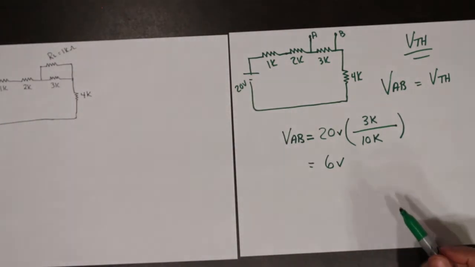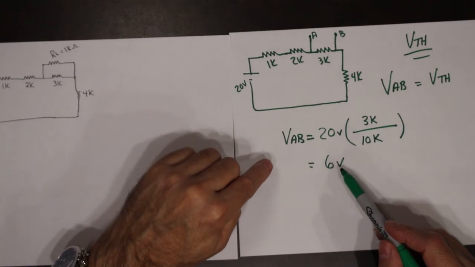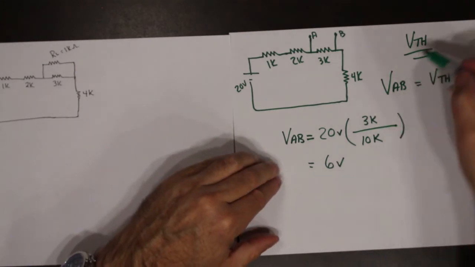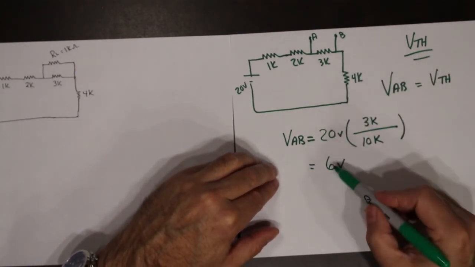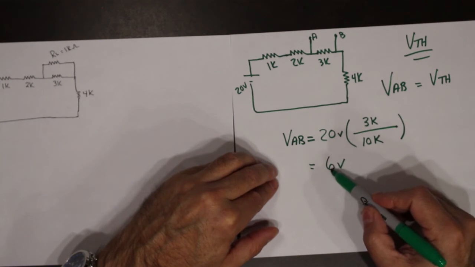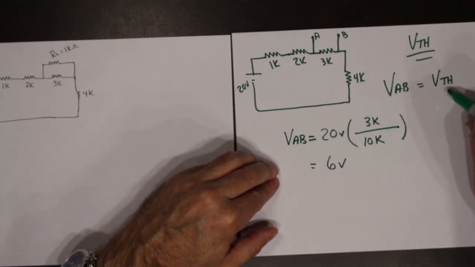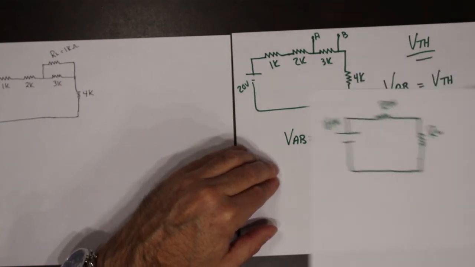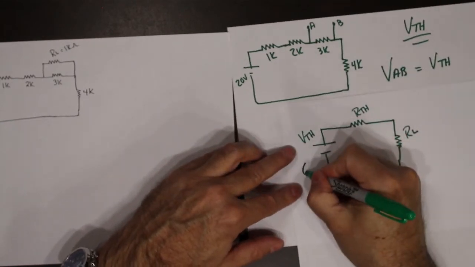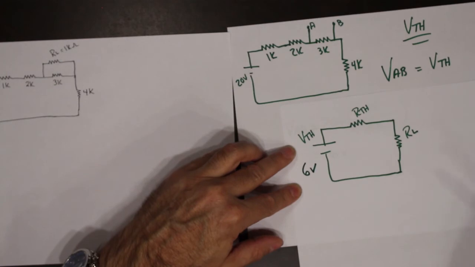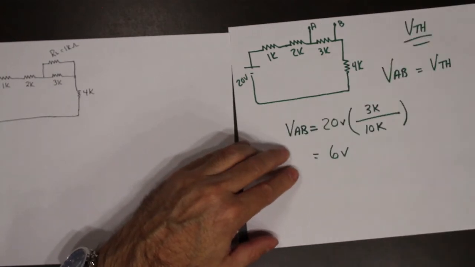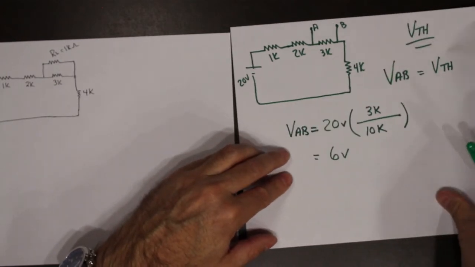So 6 volts. So the voltage A to B is 6 volts. So therefore Thevenin's voltage is 6 volts. So we're going to come back to our Thevenins and we're going to say 6 volts. Now we're going to find our Thevenin resistance.